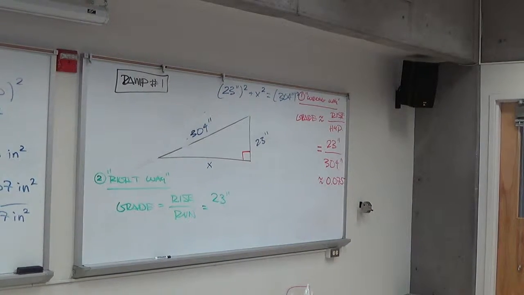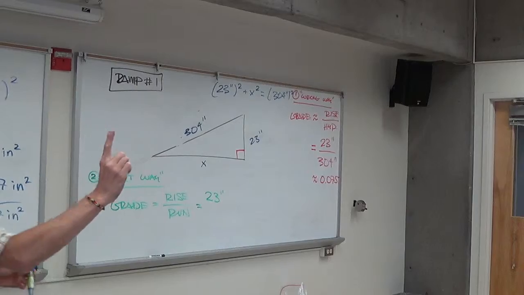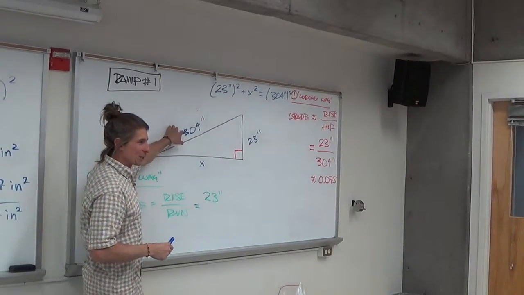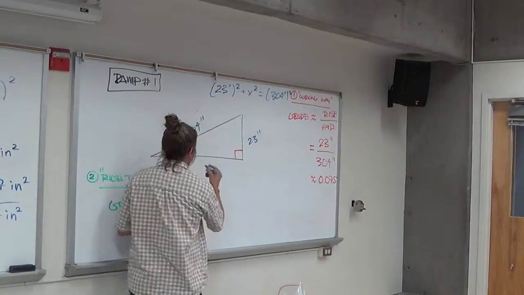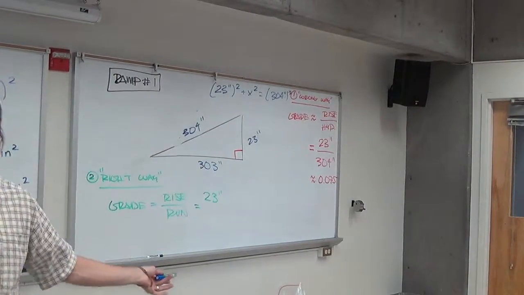What is the run and the hypotenuse? 1 inch. The hypotenuse is 304 inches. Oh, 1 inch. The run is 303 inches. I know I didn't draw it looking like that, did I? I didn't draw it looking like that.